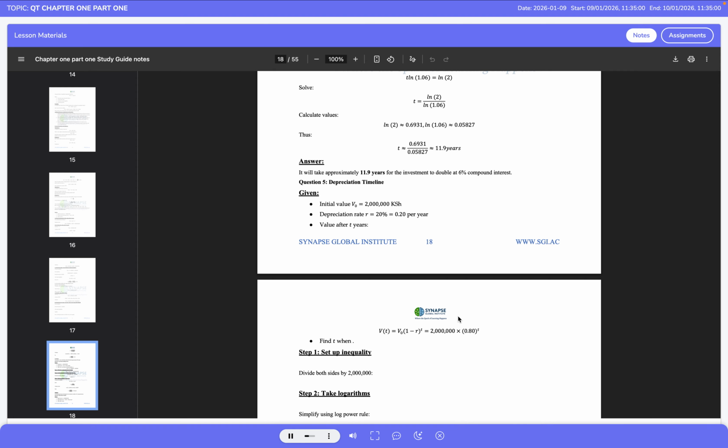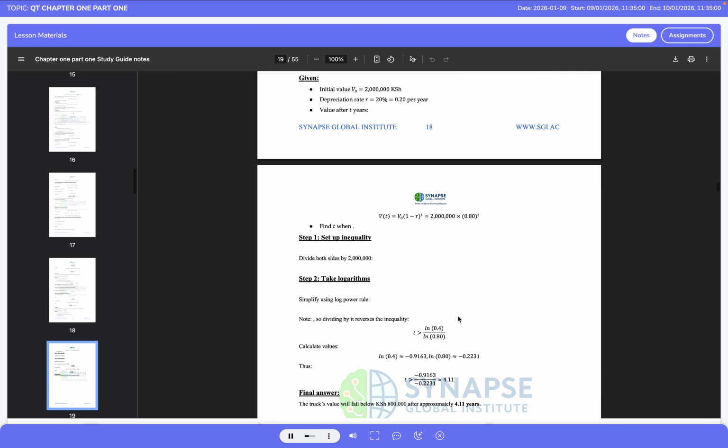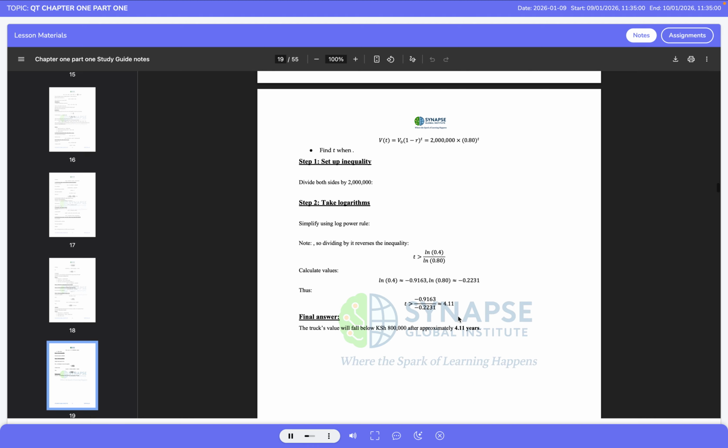As we bring this session to a close, please take a moment to reflect on how mathematical functions support real business decisions, from pricing and production to investment and asset management.